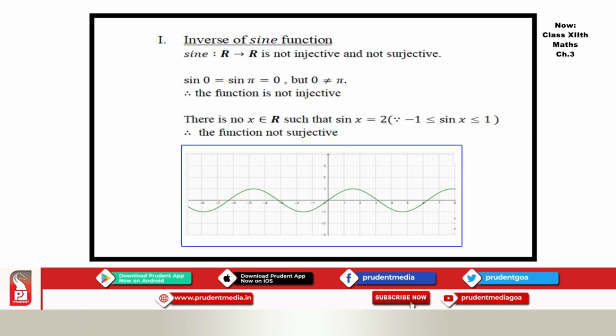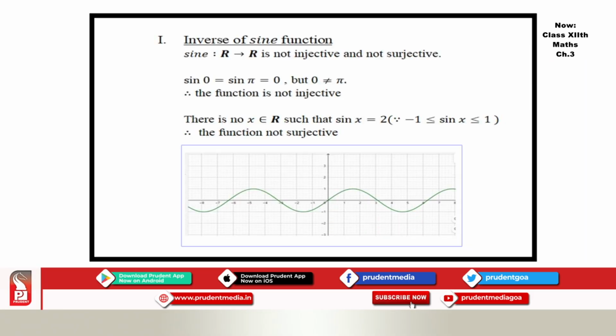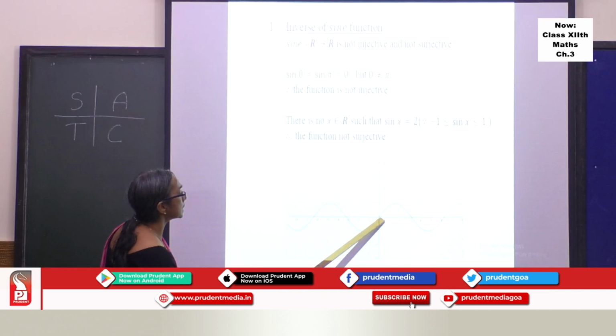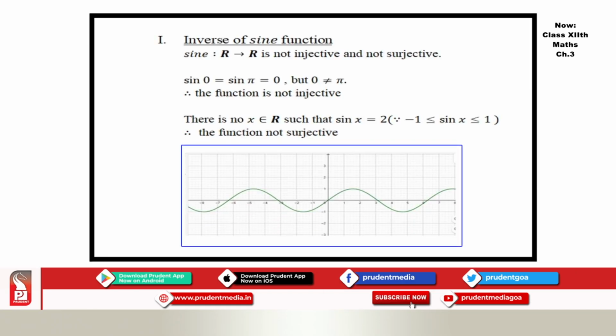And look at the graph of sine function. You know it is like a wave passing through the origin. When you take the x-axis, what is the y coordinate on the x-axis? 0. So, here the y coordinate is 0, here also the y coordinate is 0. That means what is this point? It is (0, 0). f of 0, sine of 0 is 0. That is why it is passing through the origin.